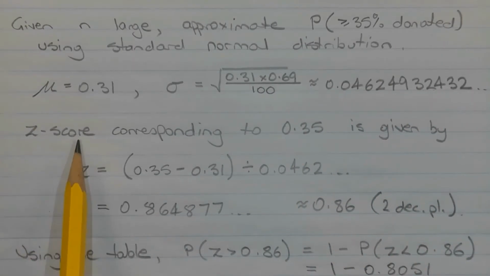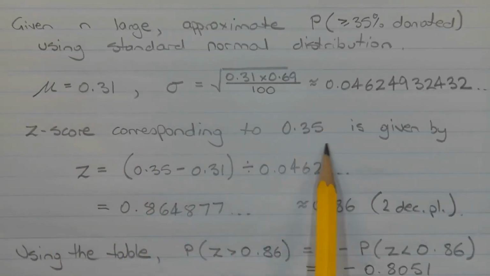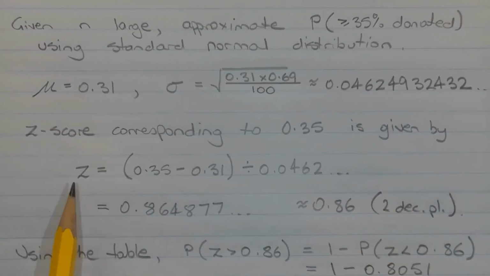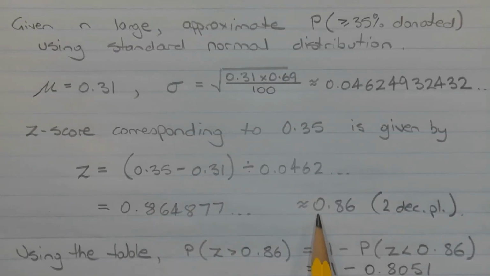Next, we need to find the Z-score corresponding to 0.35, which is the decimal equivalent of 35% here. And that's given by the Z-score formula. So Z is equal to 0.35 minus mu, so that's 0.31 in brackets, divided by the standard deviation, which we found up here. So that's 0.0462 and so on. And that equals 0.864877. And that's equal to 0.86, correct to 2 decimal places.